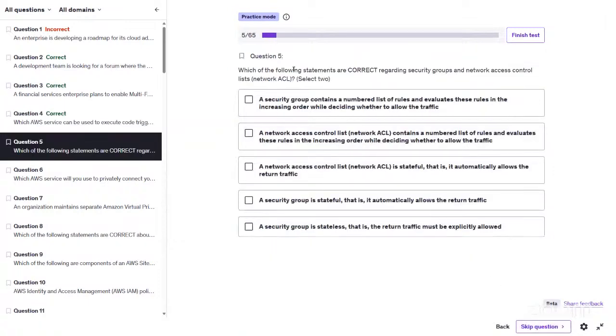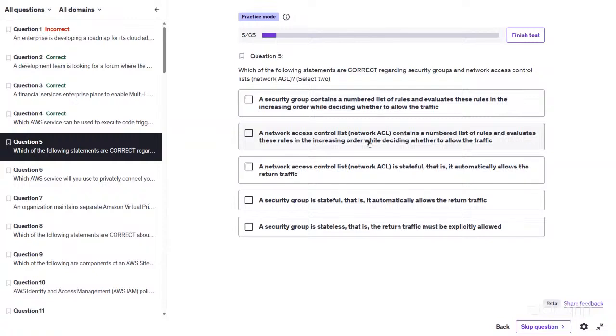Question 5. Which of the following statements are correct regarding security groups and network access control lists? This is a very good question. You want to check your understanding. So, first option, a security group contains a numbered list of rules and evaluates these rules in increasing order while deciding whether to allow the traffic. That's unique to NACL, not to security group. So that's wrong.